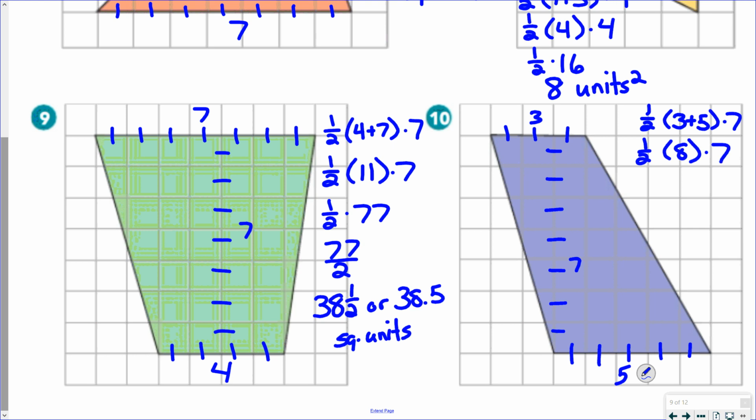I wonder what I should do here. Maybe half of 8. Does that sound like a plan? So 4 times 7, just 28 square units.